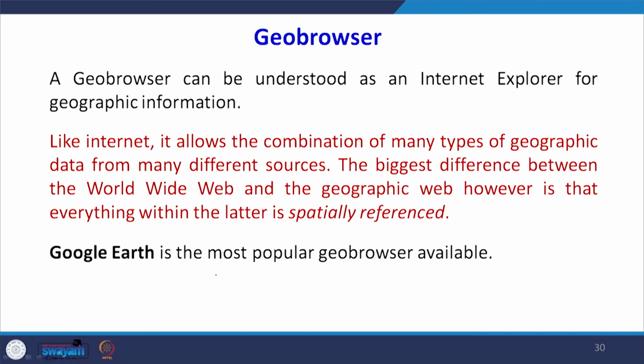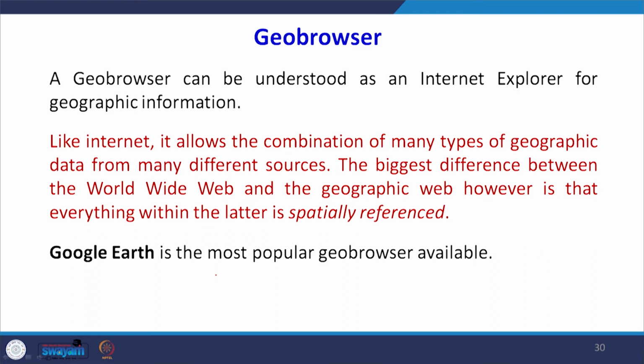When we are talking of geo browser software, it is considered an Internet Explorer for geographical information, as the internet allows you to use a combination of many types of geographical data from many different sources. The biggest difference between the World Wide Web and the geographic web browser is that everything within the latter is spatially georeferenced. Google Earth is the best example.